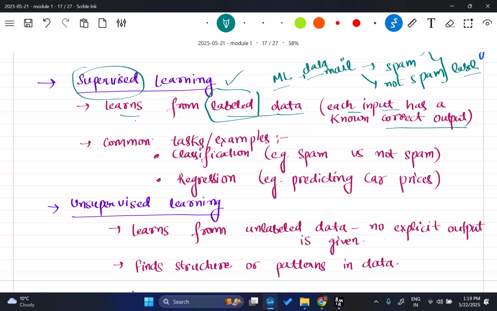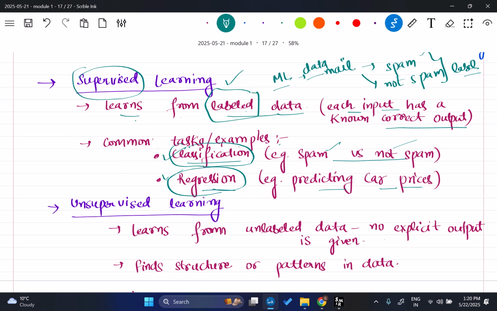Some common tasks and examples under this can be classified into two things. One is classification, where we categorize into one of the possible categories like spam or not spam, or regression based problems where we can predict the prices of cars, house, any kind of regression where you need to predict a number instead of a category. If you're giving a category in the end, that is known as a classification based problem, and if you're giving a numeric value, then that is known as a regression based problem. Both come under the supervised learning category.